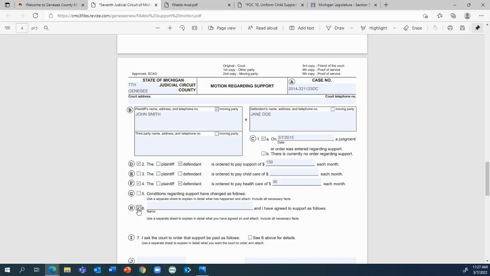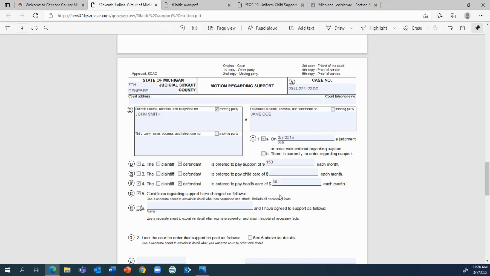If it's 6, you could use this form to get into court, but if you're in Genesee County and you and the other party have agreed to support, there's no reason for you to need to file a motion. You can always contact the Genesee County Friend of the Court, and a caseworker there will help you fill out that order and get it to the judge free of charge. No reason for you to have to file a motion. So because that's the case here in Genesee County, we're going to go with 5. Conditions regarding support have changed as follows.